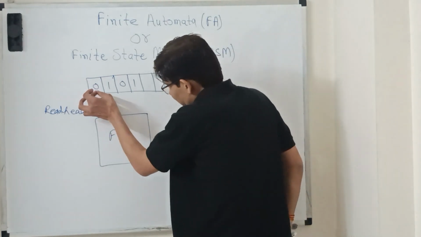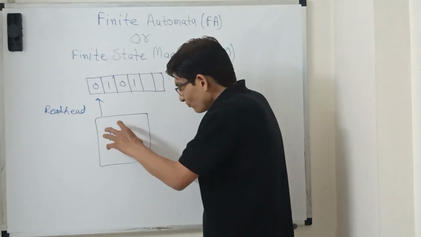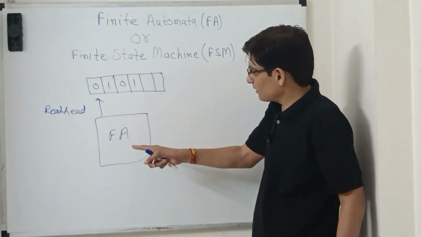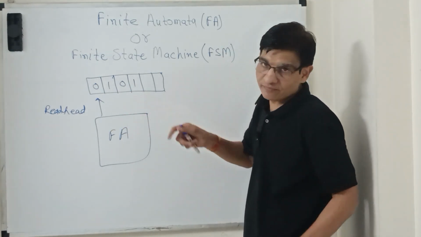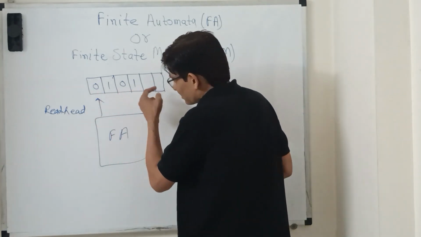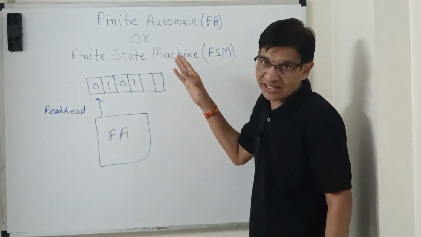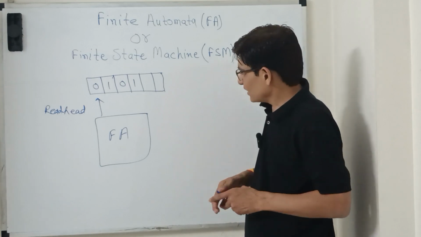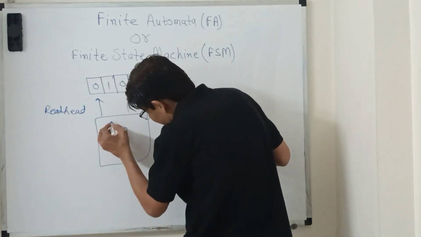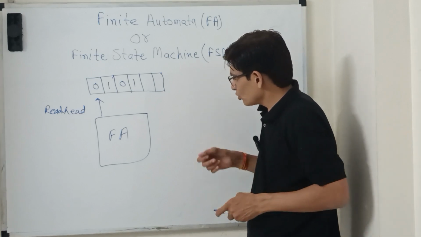And after reading the complete string, if the finite automata or finite state machine is in a particular state which is not a final state, then you can say this string does not belong to that language, or this is an invalid string for that particular language. So our main purpose is to create the logic of this finite automata.